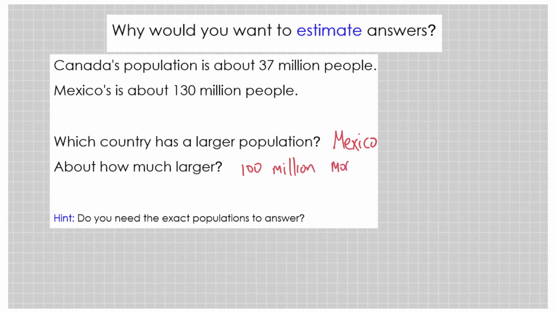Because we are estimating here. And do you need the exact populations to answer? The answer is no, because we know Canada's population is not exactly 37 million people. It could be 37,184,210 people for all we know. It's just easier to round this to 37 million people. And same goes with Mexico.